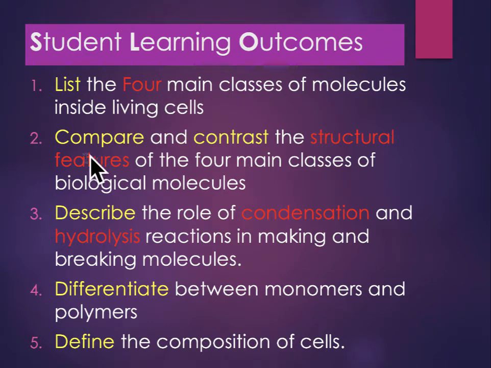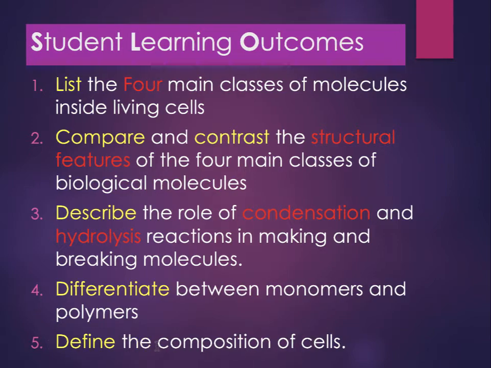The second learning outcome requires students to be able to compare and contrast the chemical structural features of the 4 main classes of these biological molecules. The third learning outcome requires students to describe the role of condensation and hydrolysis reactions in the making and breaking of chemical bonds. The next learning outcome is to be able to differentiate between monomers and polymers. And finally, the last learning outcome requires a knowledge of the composition of cells.